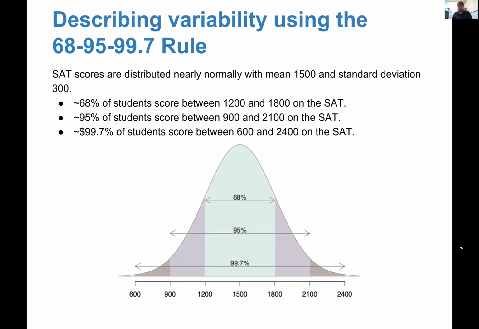One of the reasons the SAT is nearly normal and not perfectly normal is that there's a top score. The normal distribution still has a tiny possibility even way out there, but in a situation like a test, there is an actual cutoff because there's a highest score you can get and a lowest score you can get.